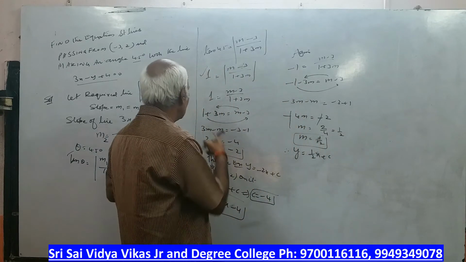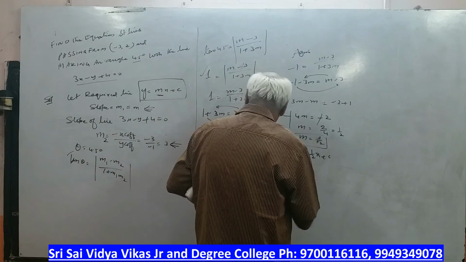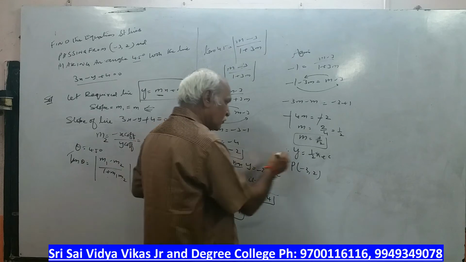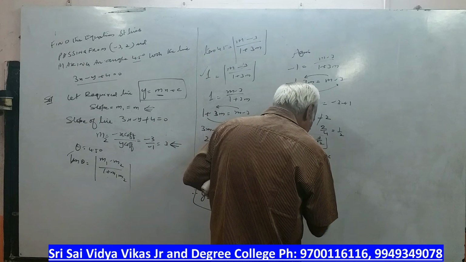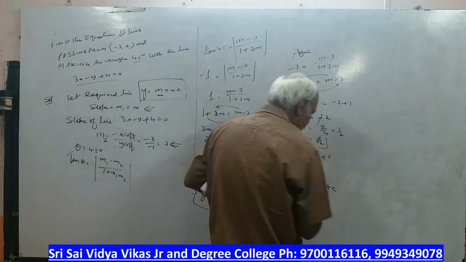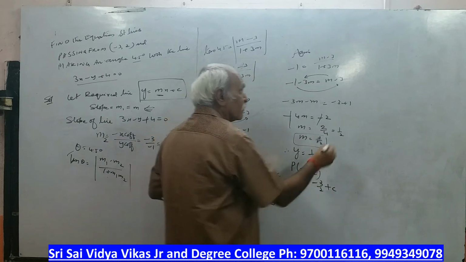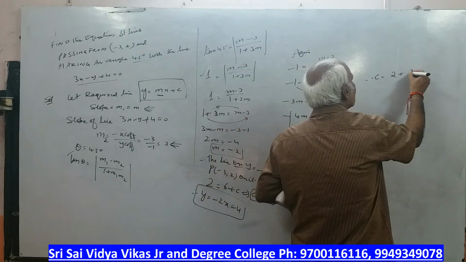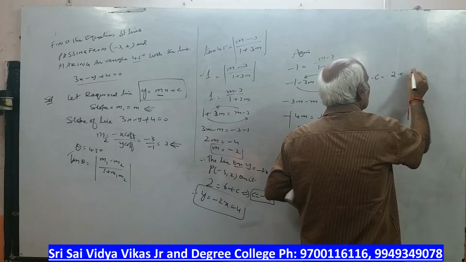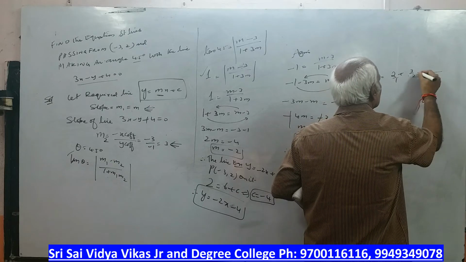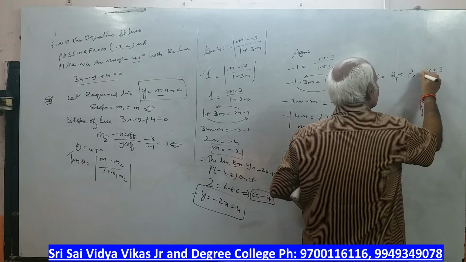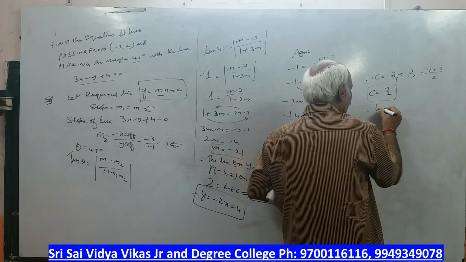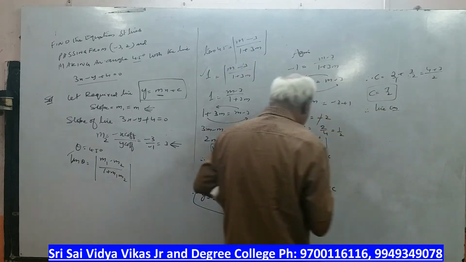Again we have to get the c value. What is the point, sir? Point is minus 3 comma 2. Again same procedure. So what will happen? Y is replaced by 2, x is replaced by minus 3, so 2 is equal to 1 by 2 into minus 3 plus c. Therefore, c is equal to, bringing the term this side, 2 plus 3 by 2. So 2 by 1, LCM is 2. So 4 plus 3. So c is equal to 7 by 2. Therefore, the line equation. What is the line equation? Here.